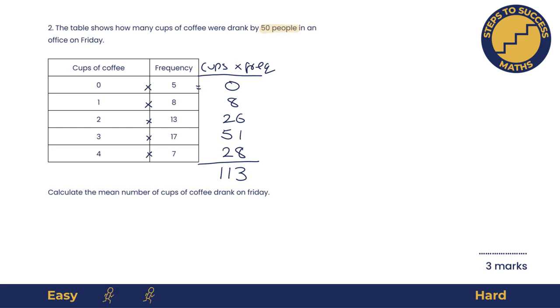So 50 people, again it's in the question. If it wasn't in the question, you find it from adding up the total of this frequency column. That's also going to give us the 50 because that's all the people asked. So it's 113 divided by 50, which is 2.26.